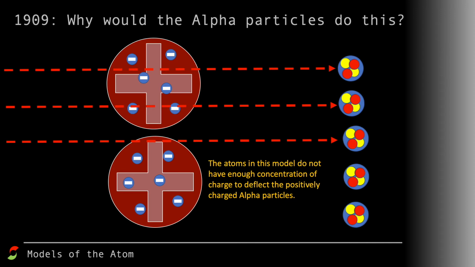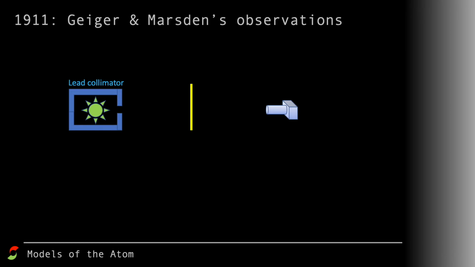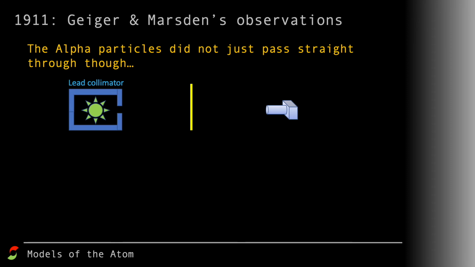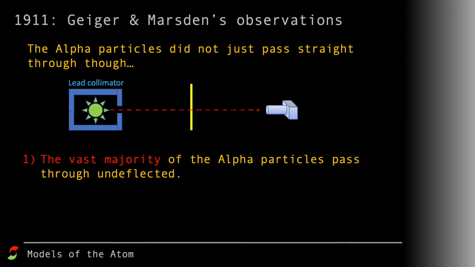Now we know that it wasn't, but why? So what did they actually observe? Well, they did observe that the alpha particles passed straight through, but it was a little bit more interesting than that. Firstly, most of the alpha particles pass straight through. So it's important that we say the vast majority of the alpha particles pass straight through undeflected.